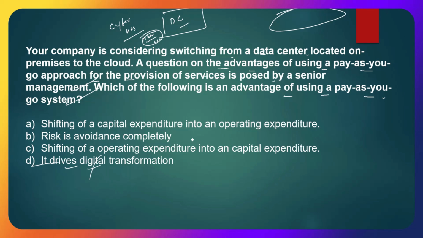Shifting of OPEX into CAPEX, no. It's wrong. Risk avoidance completely? Nobody can avoid risk completely. Shifting of CAPEX to OPEX. That's the reason we are going to the cloud. That's what is related to pay as you go.